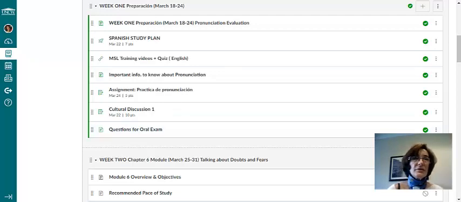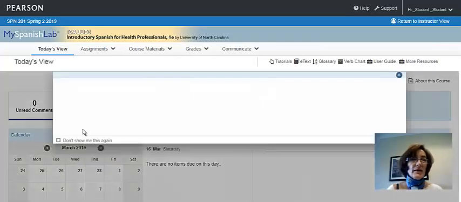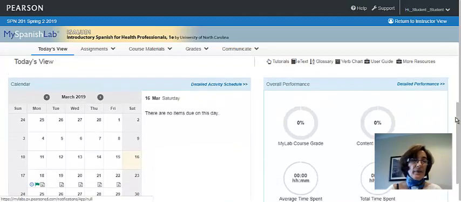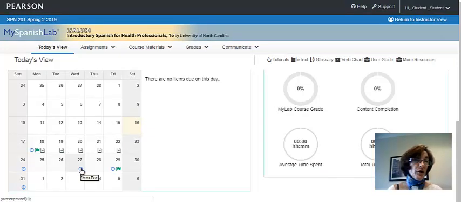Now, going into My Spanish Lab, here in the student view, you have the title of the class, Spanish 201 Spring 2 2019, and you have the calendar. The calendar is where you have all your assignments. Notice that the first week you have a note which is to review previous chapters that we have covered in Spanish 120. Now, starting the following week, you have alarm clocks.